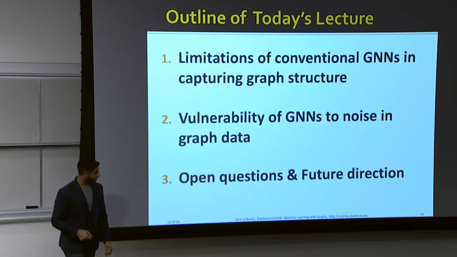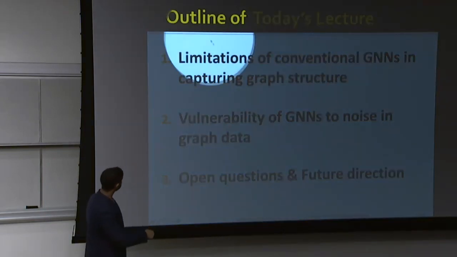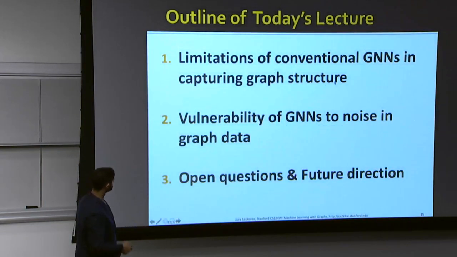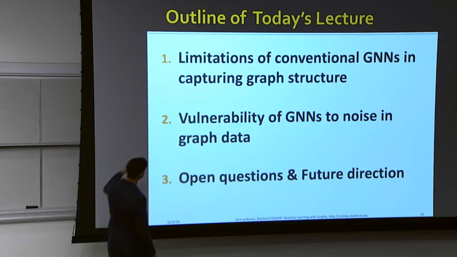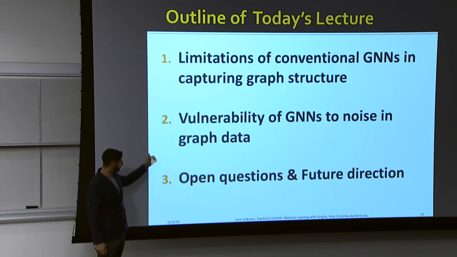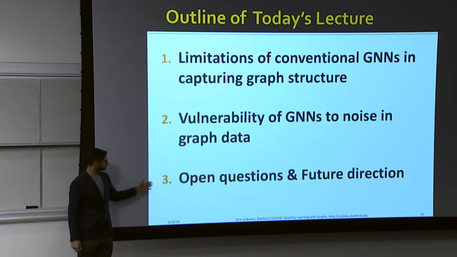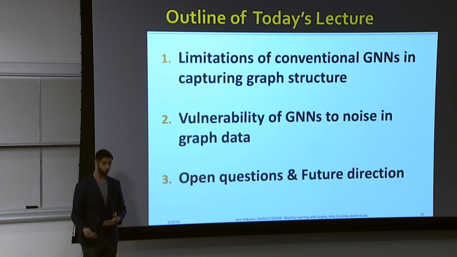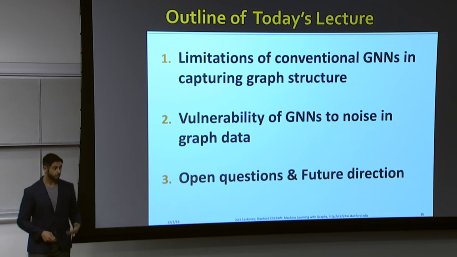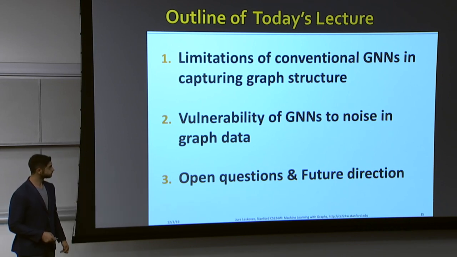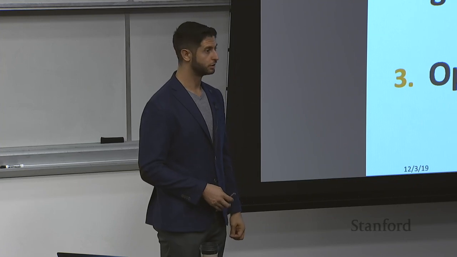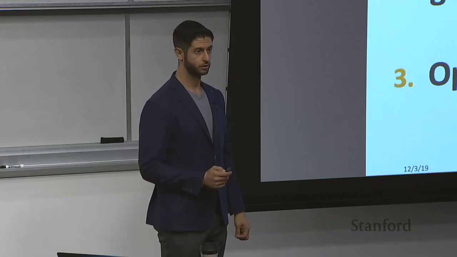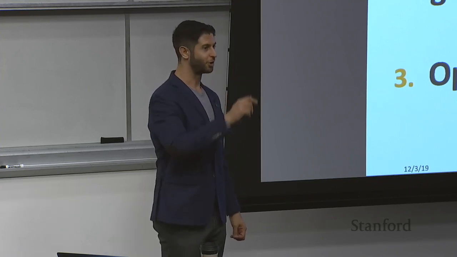So here is the outline. First, we're going to go through the limitation of conventional GNNs in capturing the graph structure. Then, in the second part, we're going to talk about the vulnerability of GNNs to noise in graph data. And then, if we have a bit of time left, I'm going to show you some open questions and future directions that our group and other groups working on GNNs in the world are currently researching. All right? Any questions up to now, or shall we go forward? Okay, let's go.